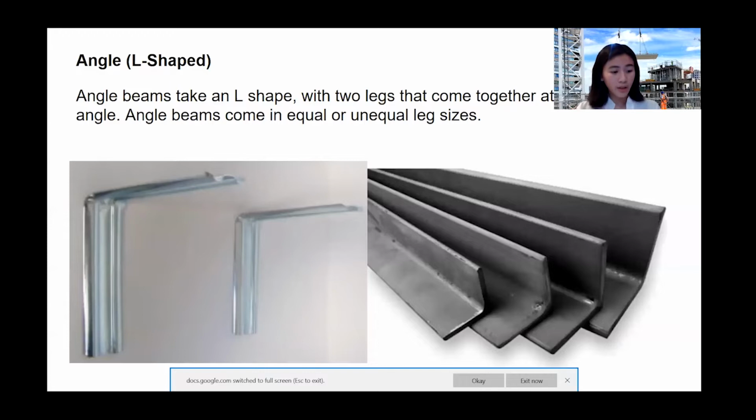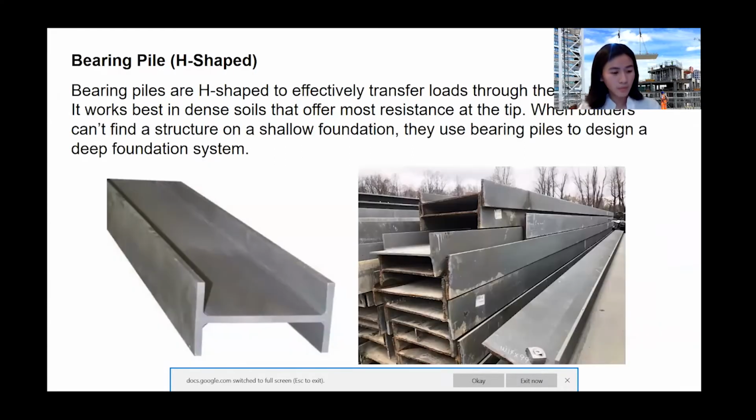We have angle, or L shape, which is composed of two legs that come together at a 90-degree angle, typically used in floor systems because of the reduced structural depth. Bearing pile, or the H shape, works best in dense soil that offers most resistance at the tip. An individual pile can bear more than 1,000 tons of weight.